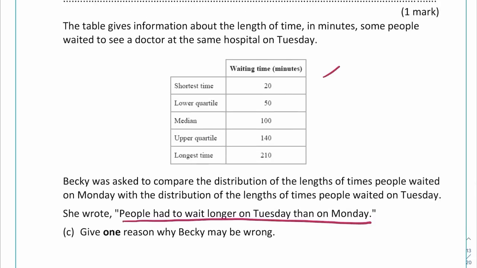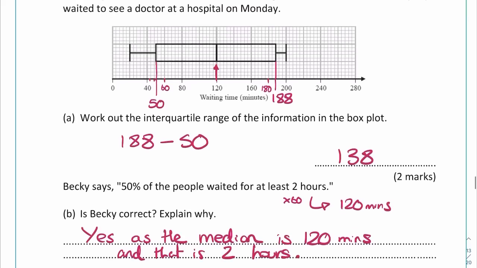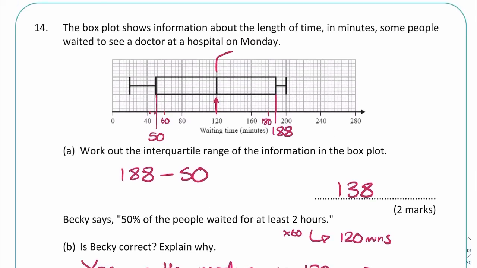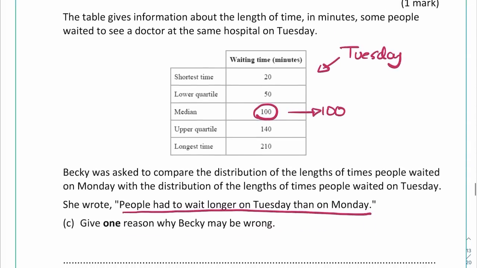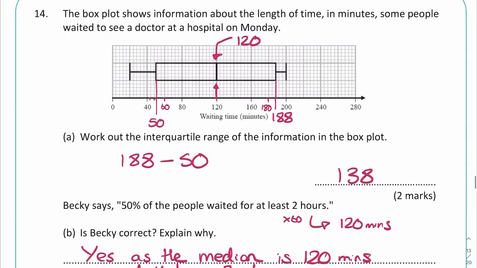Okay, and this is Tuesday. So let's just make sure we get a good comparison here. Let's have a look at the median. The median on Tuesday was 100. The median on Monday was 120. So let's just have a look. The median was lower on Tuesday than it was on Monday.